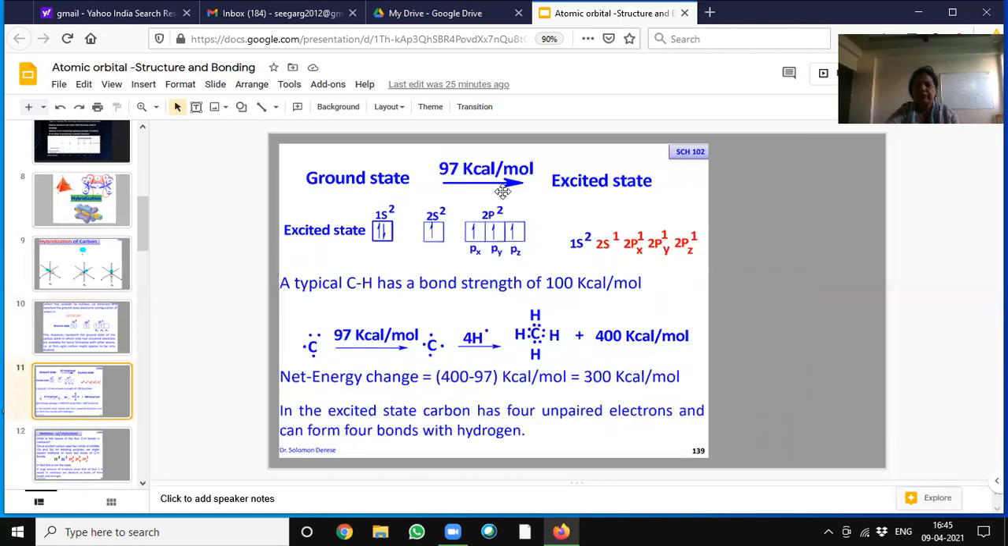From the ground state to the excited state, when it gets energy of 97 kilocalorie per mole, it is excited, and one electron of this 2s will transfer to 2pz. A typical carbon hydrogen bond has a bond strength of 100 kilocalorie per mole. See here, net energy change is this much. In the excited state, carbon has 4 unpaired electrons and can form 4 bonds with hydrogen.